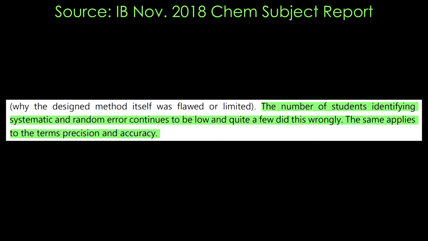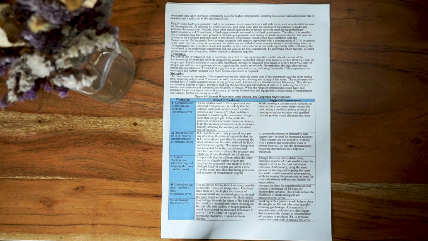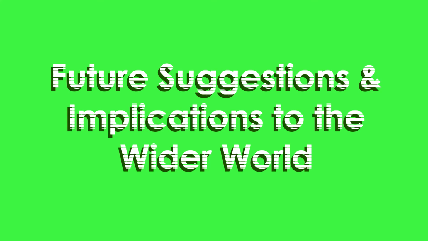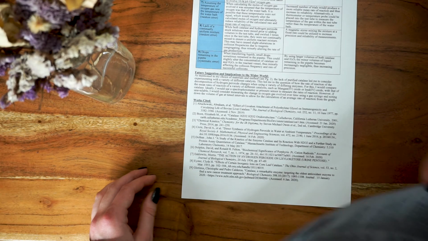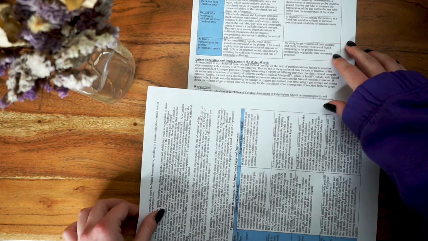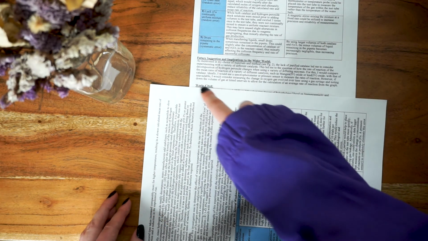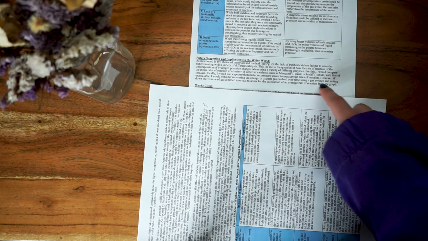The same applies to the terms precision and accuracy. After this, we have a section called Future Suggestions and Implications to the Wider World. As the title of this section states, these are suggestions of future research and the implications of such research to the wider world. Note that your suggestions for future research should be somehow connected to your own investigation.